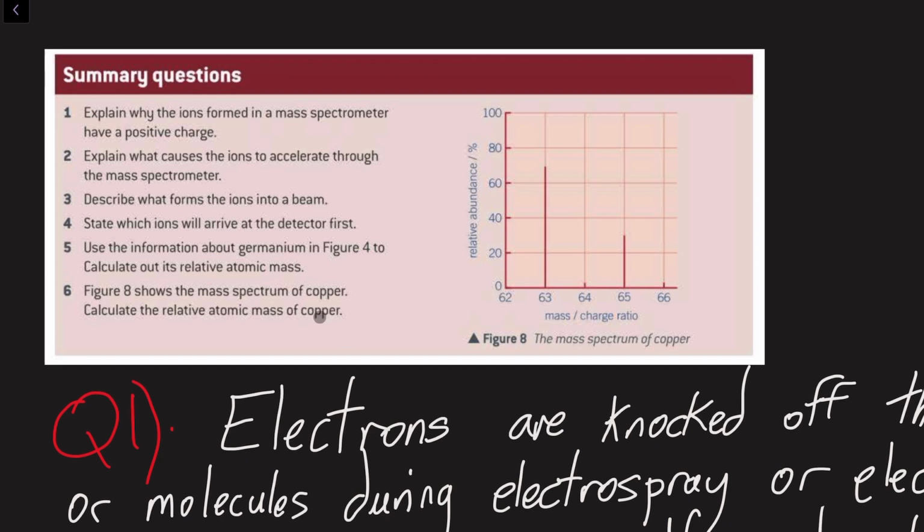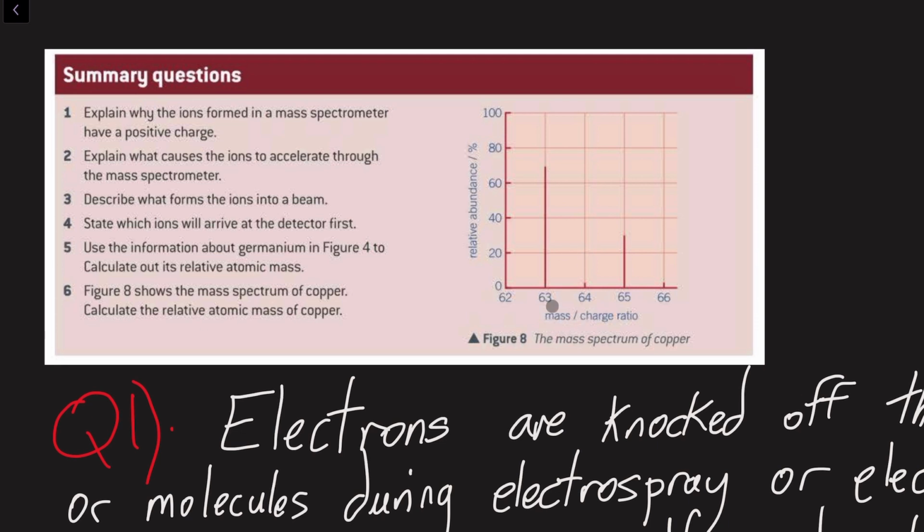Question 6 asks us to use figure 8 here. It says figure 8 shows the mass spectrum of copper, and it wants us to calculate the relative atomic mass of copper. The way we would go about finding the relative atomic mass of copper is reading off the mass numbers first. And I say mass number because although here it says mass to charge ratio, the mass to charge ratio is the exact same as the mass number because the charge is 1. So the division by 1 just gives us whatever's here.